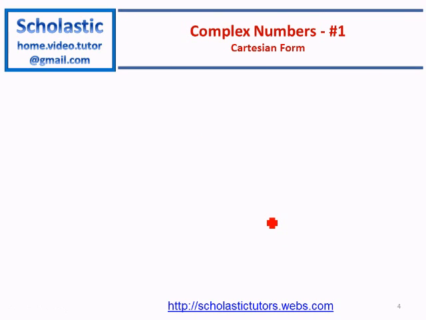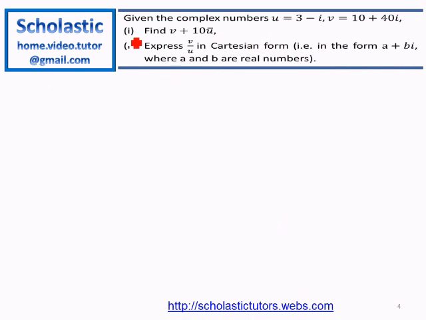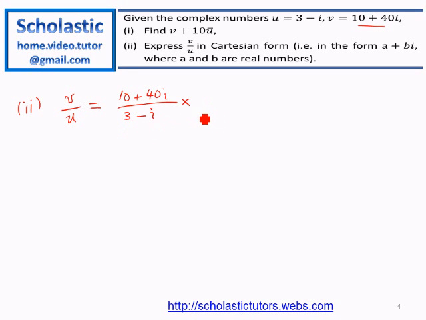And let's see the second part now. In the second part, we need to express v over u in the Cartesian form. So v is equal to, again, 10 plus 40i, divided by u, which is 3 minus i. To make the denominator real, what we need to do is multiply by its complex conjugate. So we multiply by 3 plus i, the complex conjugate, and you need to multiply the numerator also.